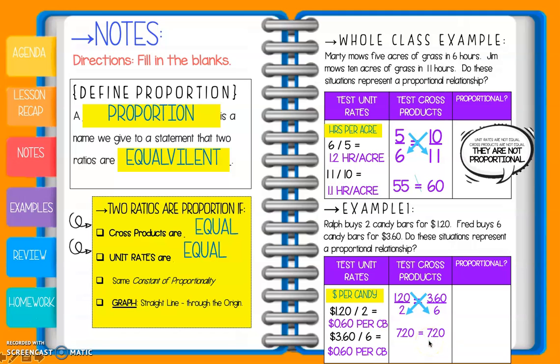So we know that they are equal. So we have the same unit rates. We have equal cross products. So we know that these two ratios are in a proportional relationship. The unit rates are equal, the cross products are equal, so they are proportional.